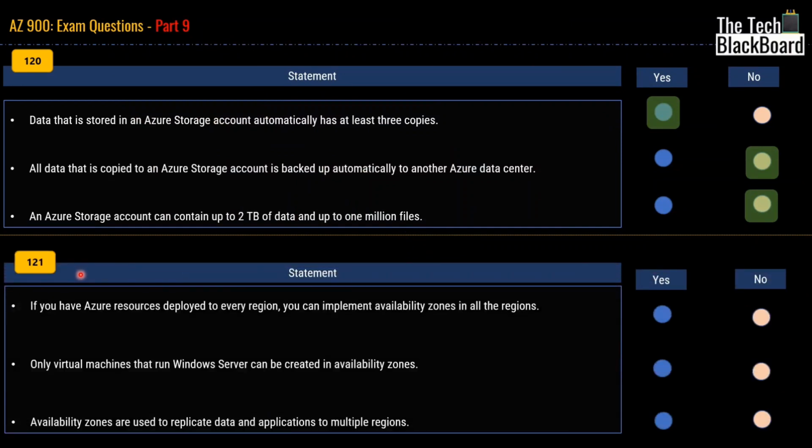This is again a yes/no kind of question. Reading out the first statement, we have: if you have Azure resources deployed to every region, you can implement availability zones in all regions. The correct answer for this one is no. It's not true that all Azure regions support availability zones. There are some regions that do not support availability zones. However, they are very few, but yes, there are. So that's the reason for choosing no.